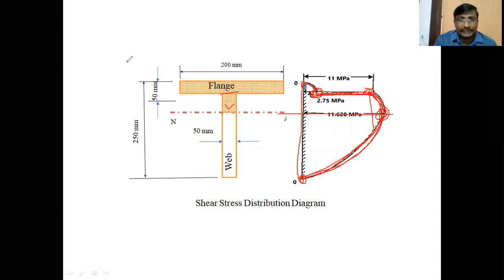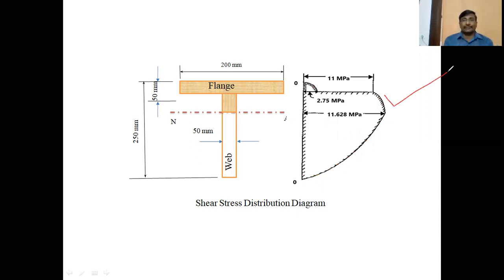Okay, like this you have to draw the parabolic curve from different points, and we get the shear stress distribution diagram across the T section. This is the shape of the shear stress distribution across the T section. Clear, students?